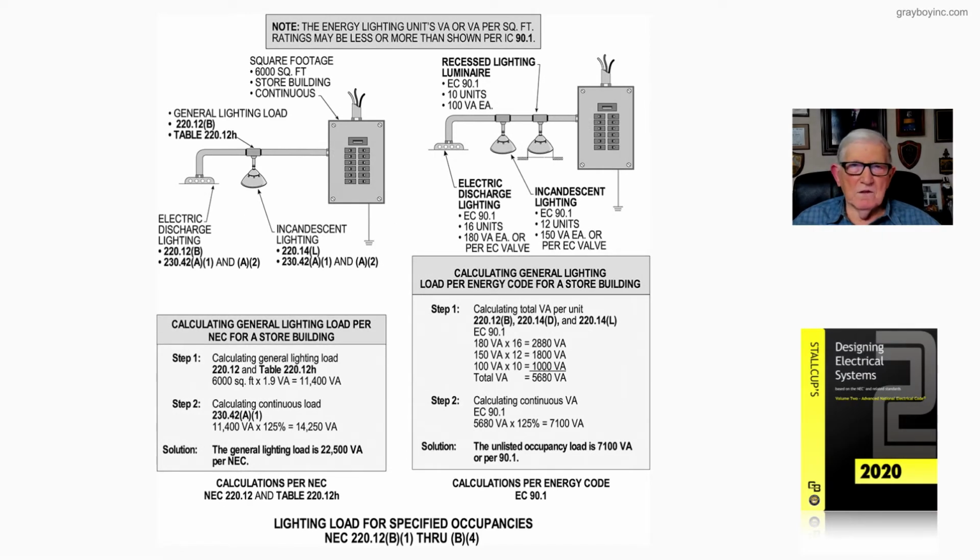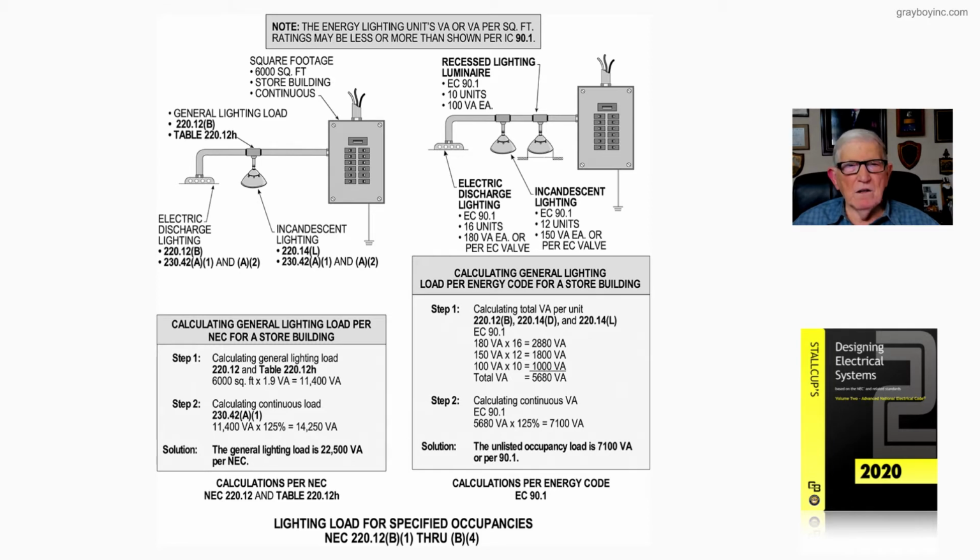Now let's take a look at this figure 23-22. We're dealing with the energy code and then just a regular calculation where we have an unlisted occupancy in some cases. Now, note the energy code units in VA or VA per square foot ratings may be less or more than shown in the energy code 90.1.